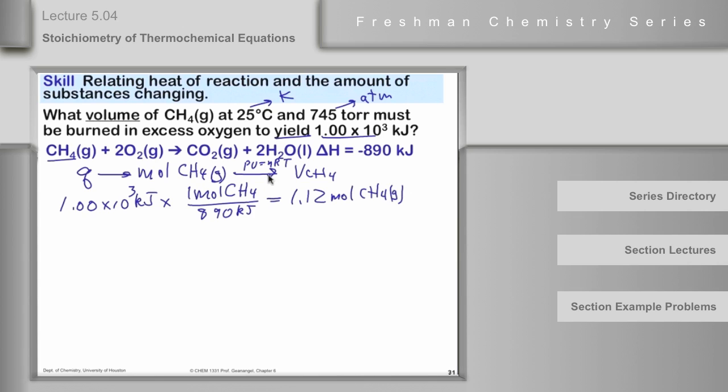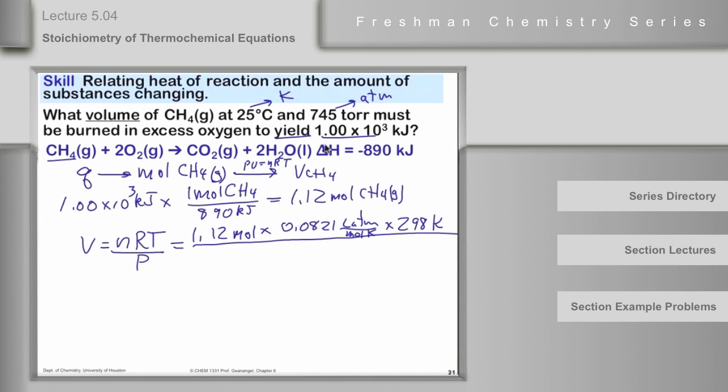Okay. Now the second step, if you're comfortable with that one, is to take that many moles and convert it to volume here. So V is equal to nRT over P. So we have to have the right units, and I have converted these. You know how to do that, so I'm not going to spend time going through it again. This is 1.12 moles is n. R is 0.0821 liter atmospheres per mole Kelvin. And 25 degrees Celsius is 298 kelvins.